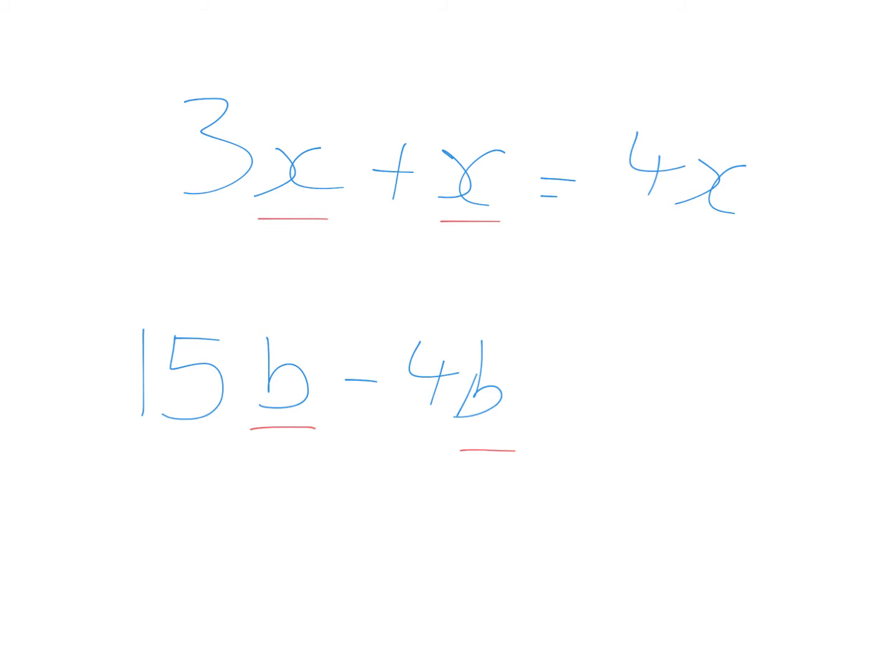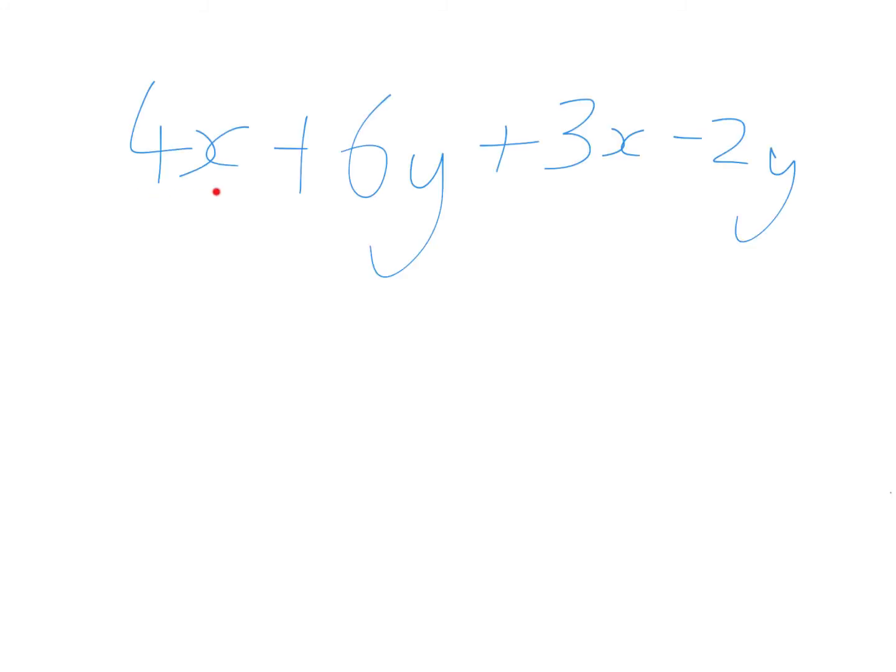bananas we'd have left. We'd have 11 bananas. So we can just add and subtract the numbers like normal, as if they were bananas or apples or oranges or whatever, right? 15 take away 4 gives us 11. Then make sure you keep that variable b to say it's 11 of what? 11 b's.